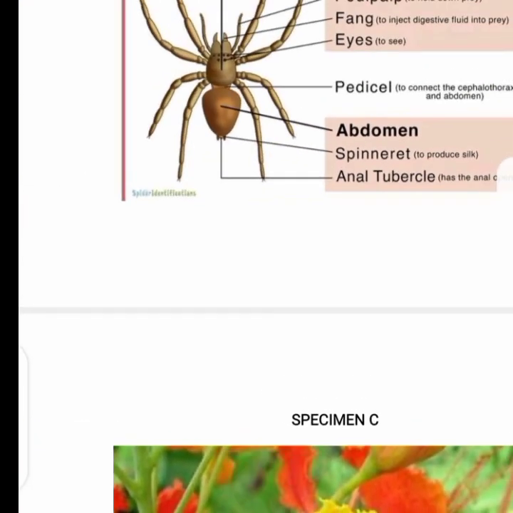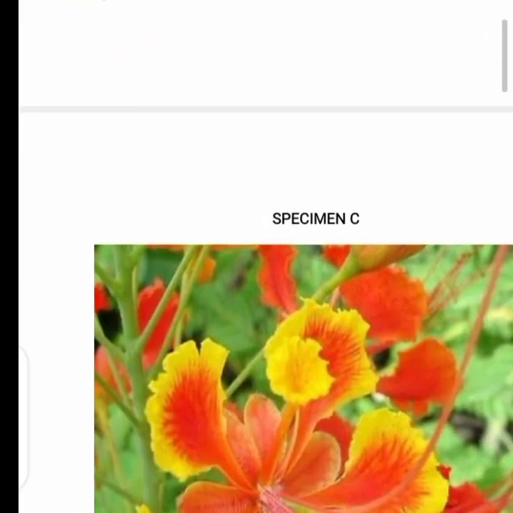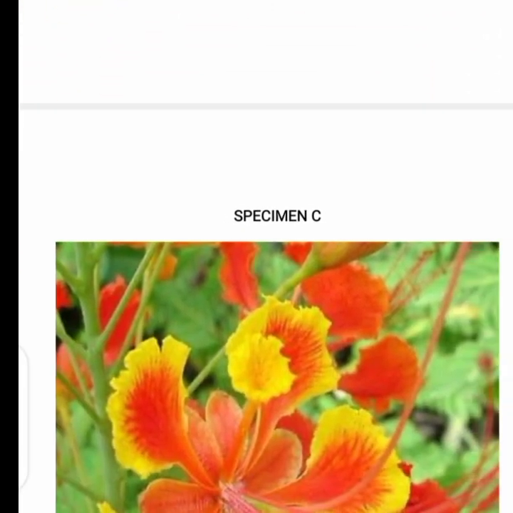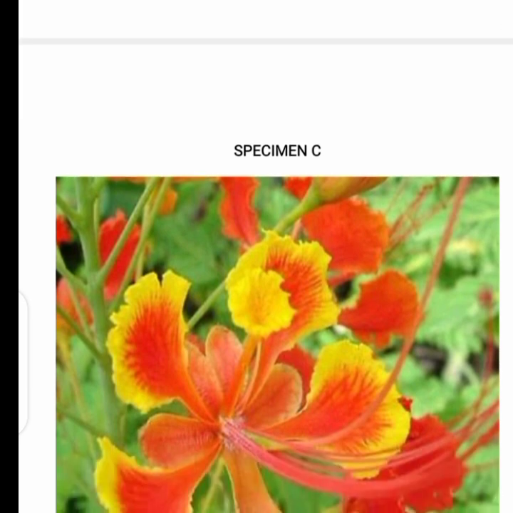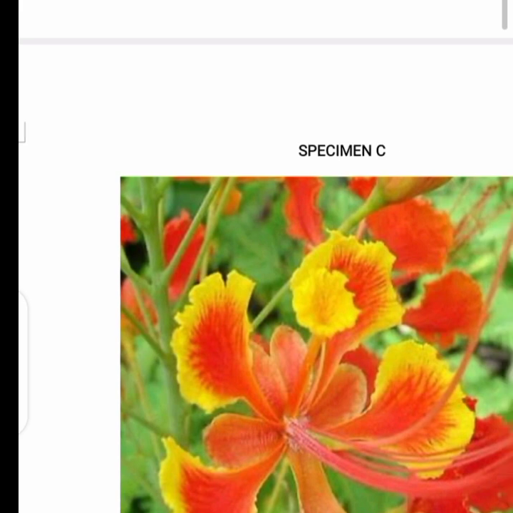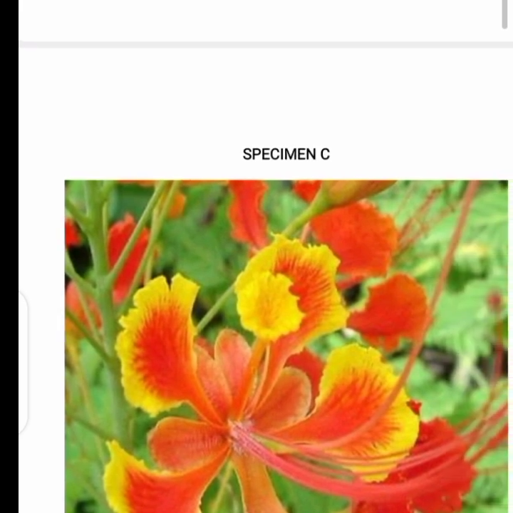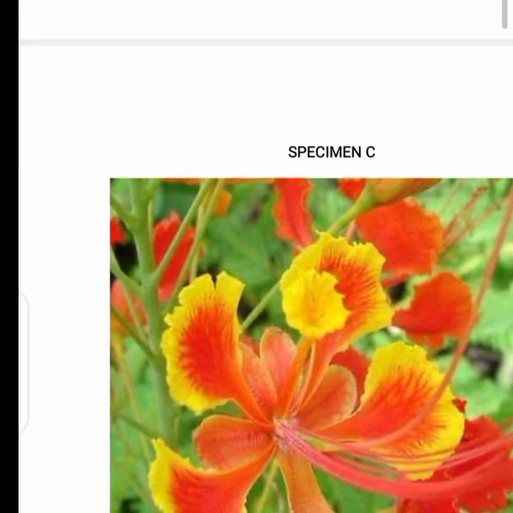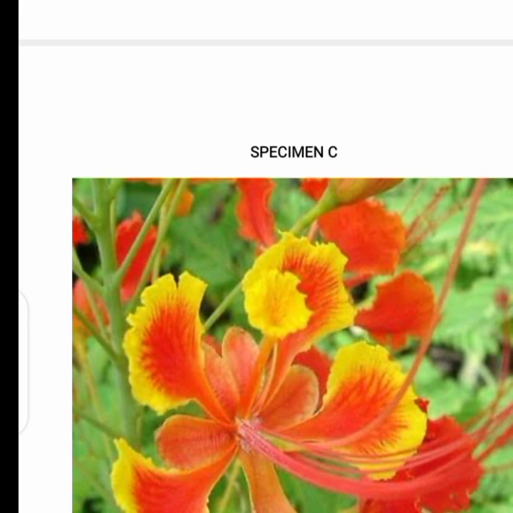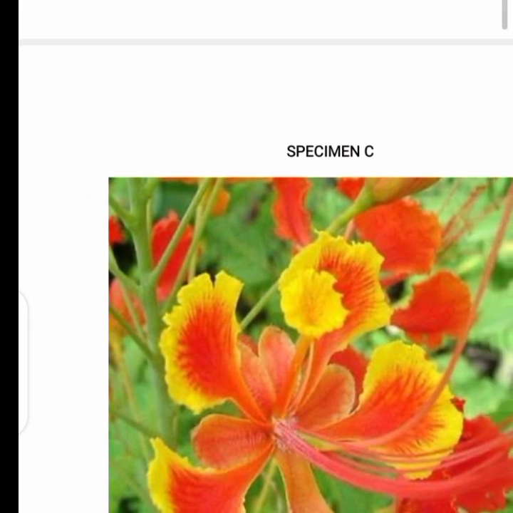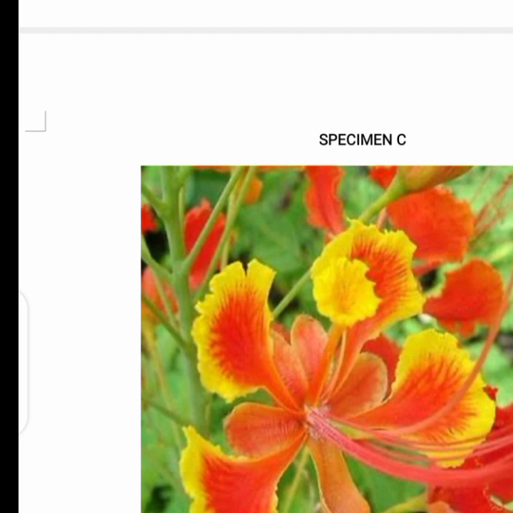That's the Pride of Barbados flower. So that's the picture of the flower. What are the characteristics of the flower? You have a bright orange-red flower. So you can see it is orange-red. It's not actually red, let's say orange-red with a yellow trace at the edge.